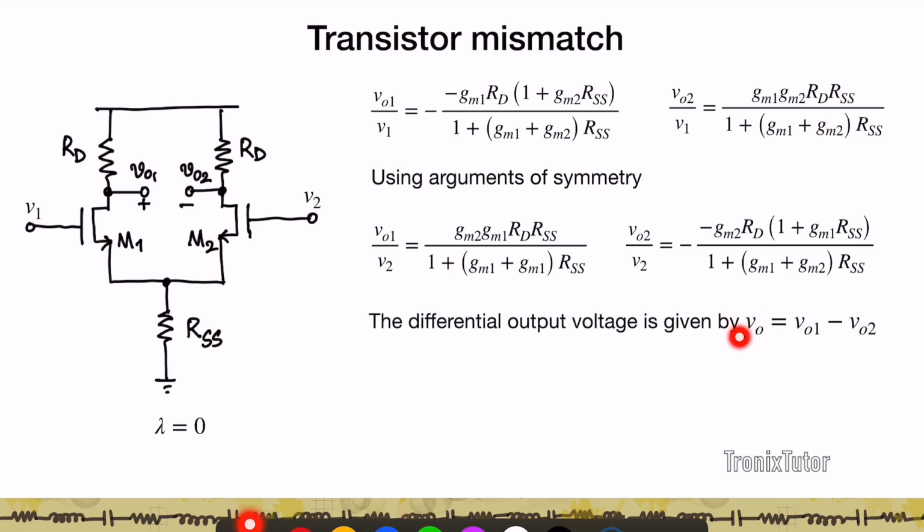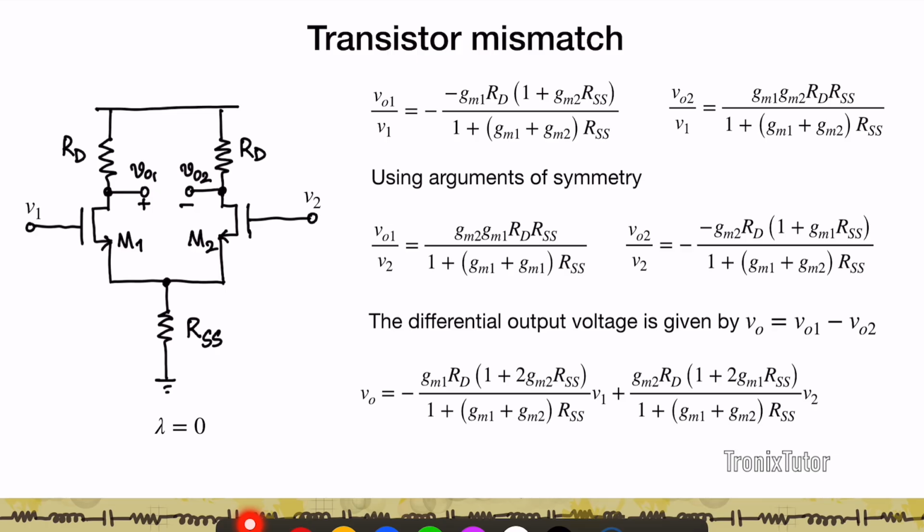And so if I want to talk about the differential output voltage, it is given by VO1 minus VO2. All I need to do is sum up the two relationships. So what I get is the differential voltage is given by minus GM1 RD into 1 plus 2 GM2 RSS divided by 1 plus GM1 plus GM2 RSS times V1, plus GM2 RD into 1 plus 2 GM1 RSS divided by 1 plus GM1 plus GM2 RSS times V2. So it's some A times V1 plus B times V2. So you see that the differential voltage is a linear function of V1 and V2.